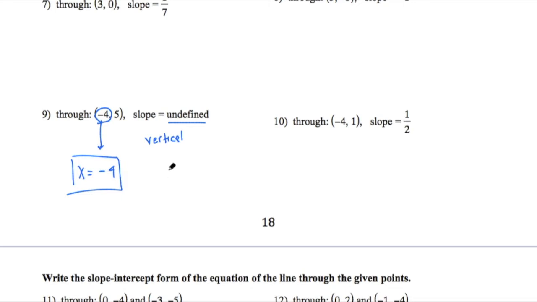Now, if they had said the slope is 0, slope is 0 and going through this point, not the question we're asked this time, but slope 0 going through that would be y equals 5, the y value. So be ready for either of those situations.